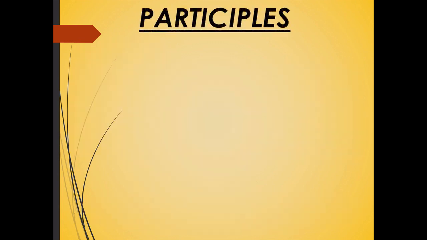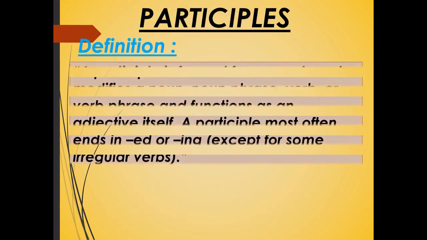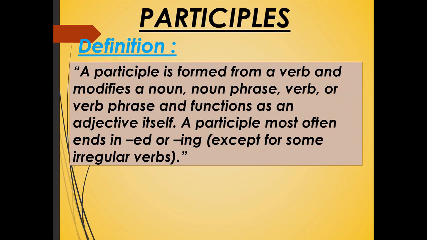Participles. Let's see what is the meaning of participle. A participle is formed from a verb and modifies a noun, noun phrase, verb or verb phrase, and functions as an adjective itself. A participle most often ends in ed or ing.